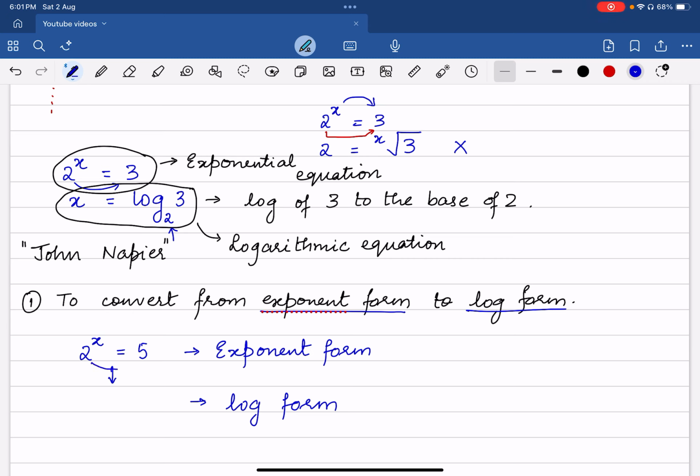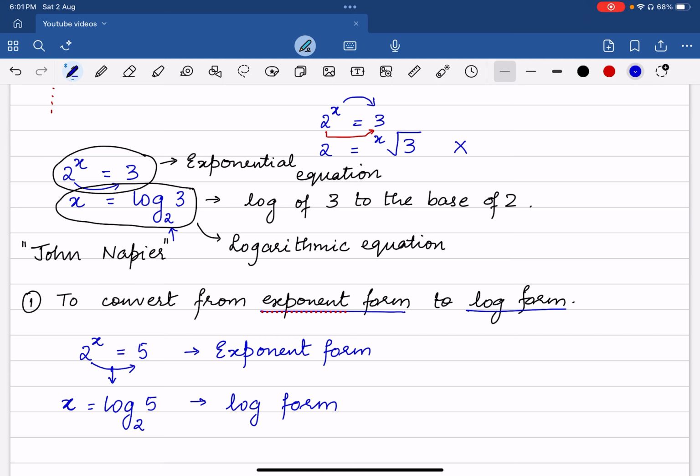I should take the 2 on the other side, and when the 2 goes on the other side, I have the x left over here. It comes from the exponent to the base, and you have log of 5 to the base 2.